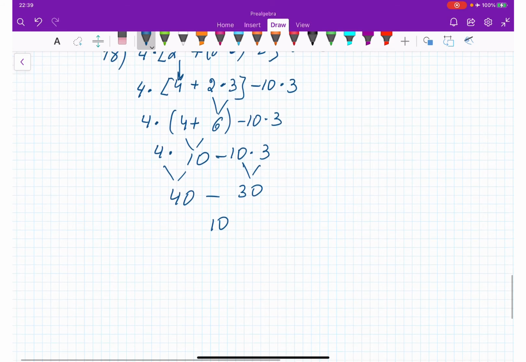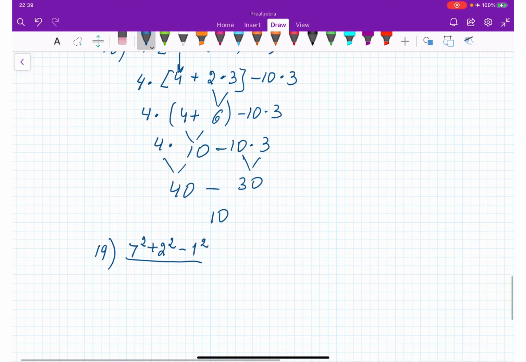Number 19. We have 7 squared plus 2 squared minus 1 squared, 8 divided by 2 times 7 times 1, and we need to divide by 7.